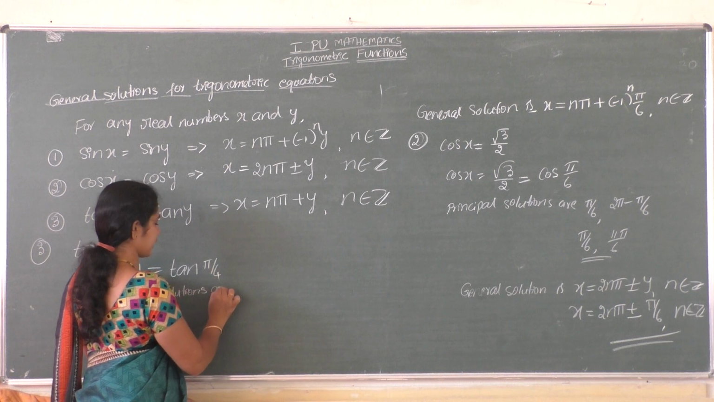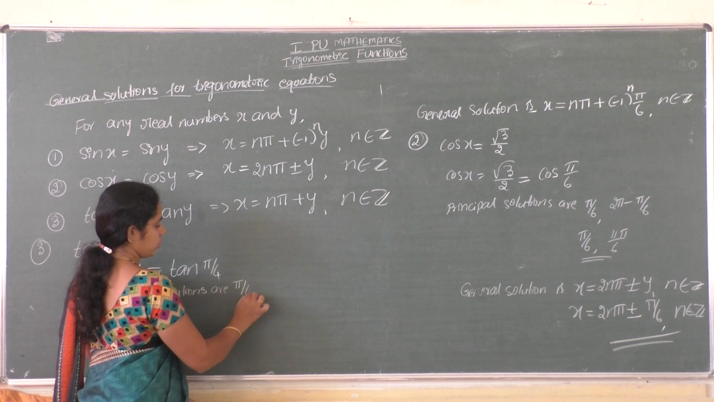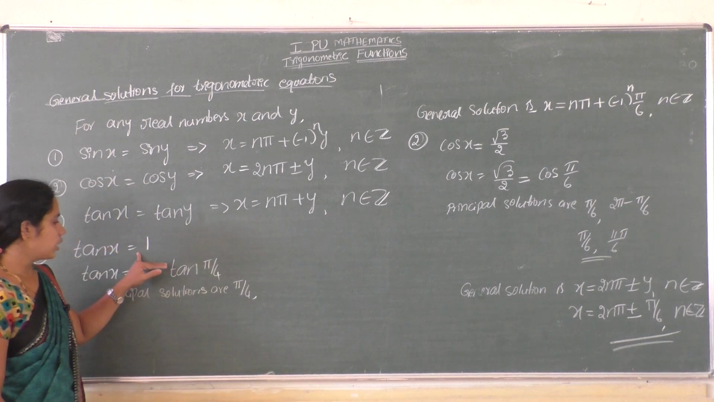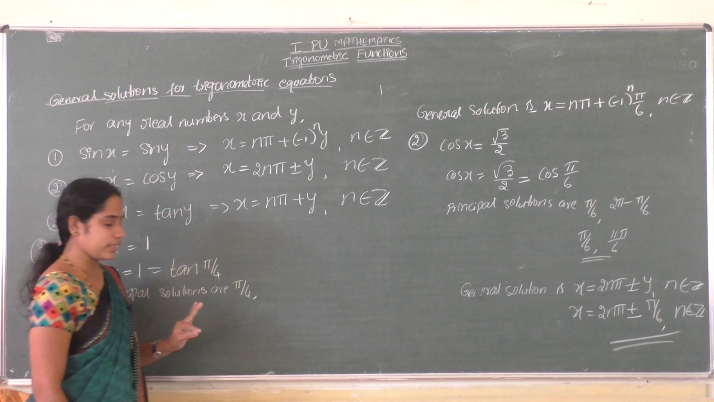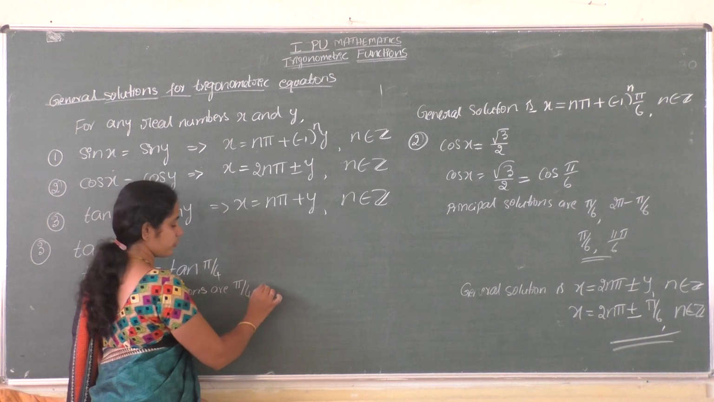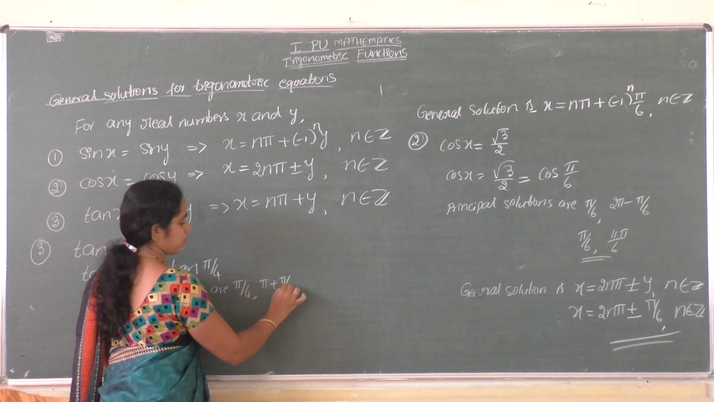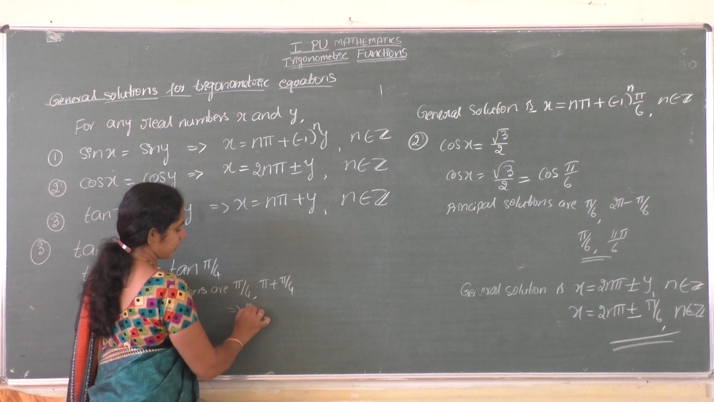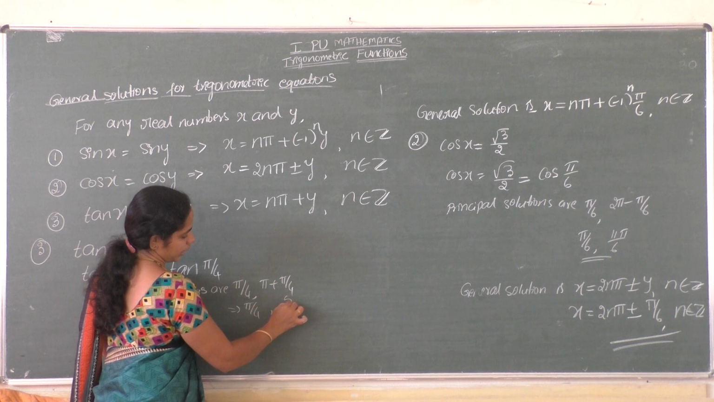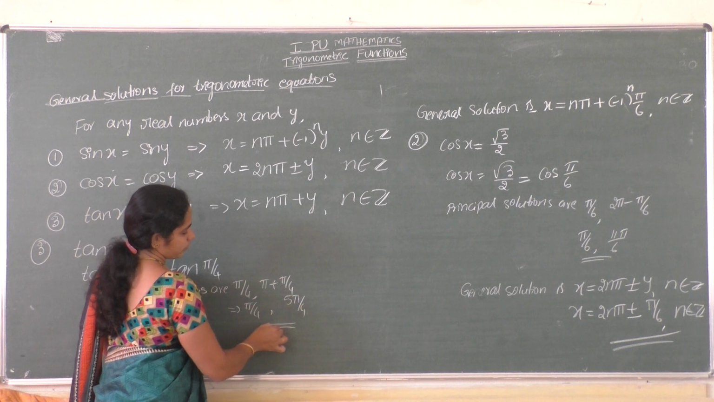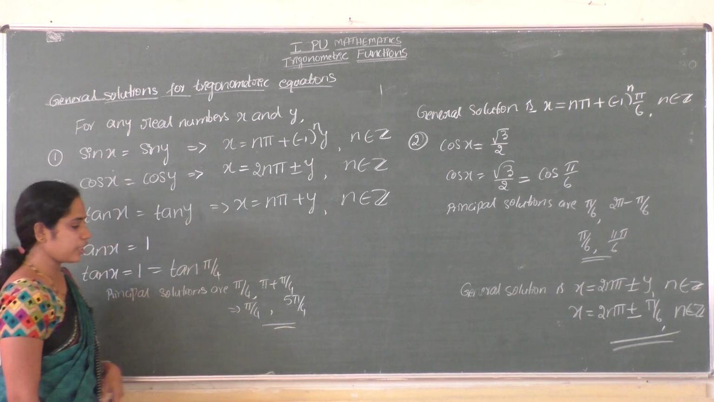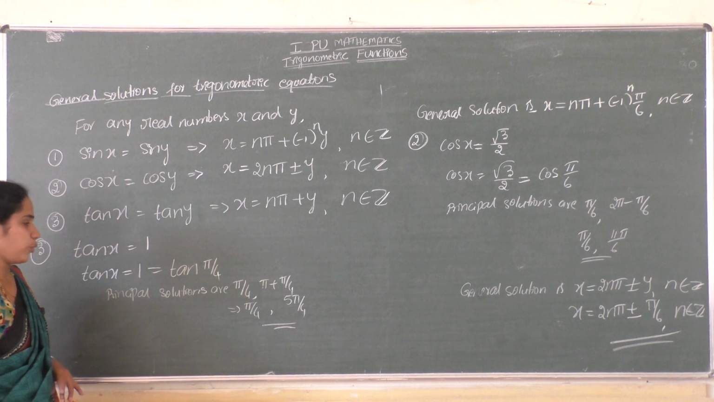Principal solutions are, tan is positive in first and third quadrant. One is pi by 4, another one is pi plus pi by 4. What are they? Pi by 4 and 5 pi by 4.